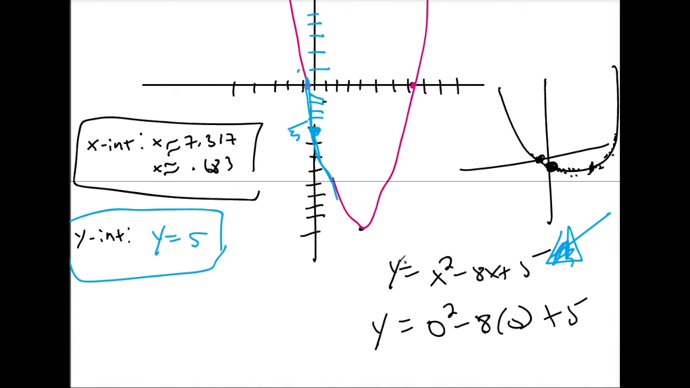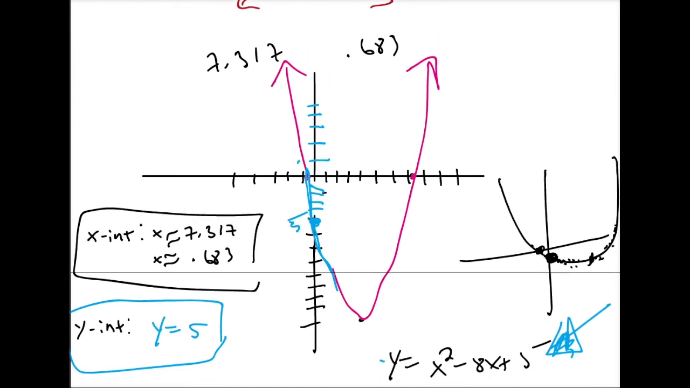Did I copy the problem down wrong? No, it should be x squared minus 8x plus 5. Plus 5. That's what we did. Right? So hold on a sec. Let me look at this graph. Oh, look over here. What are the x-intercepts again? 7.31 and 0.683. So one of those I graphed wrong. Which one do you think I graphed wrong? Look at the signs. The first one.